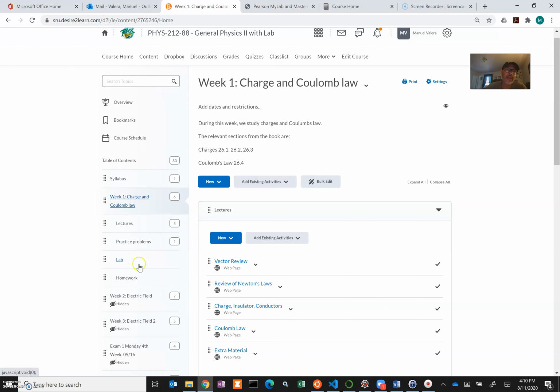Then you're going to have the lab, and the material for the lab is going to be available here. So every week you'll have a handout, and then there's going to be videos, maybe some data attached with the video, and so on. And finally, there's going to be a homework. This is just a placeholder for the homework. There's nothing here actually other than the due date. But the homework, to get there, you need Mastering Physics.